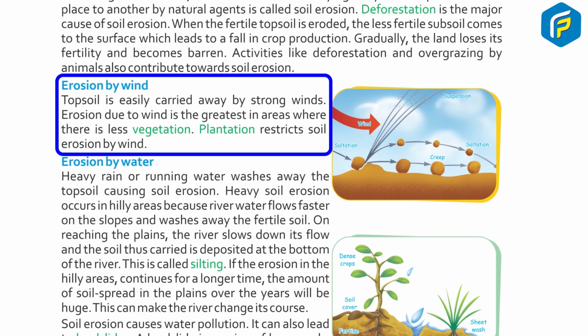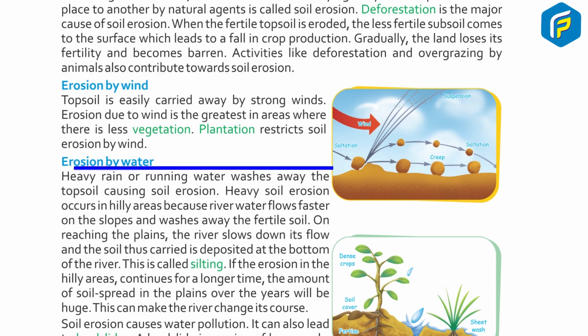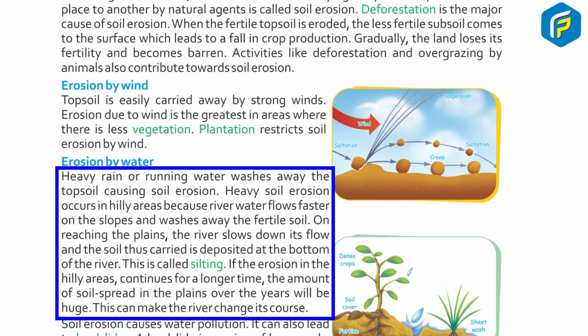Erosion by wind. Topsoil is easily carried away by strong winds. Erosion due to wind is the greatest in areas where there is less vegetation. Plantation restricts soil erosion by wind. Erosion by water. Heavy rain or running water washes away the topsoil, causing soil erosion.